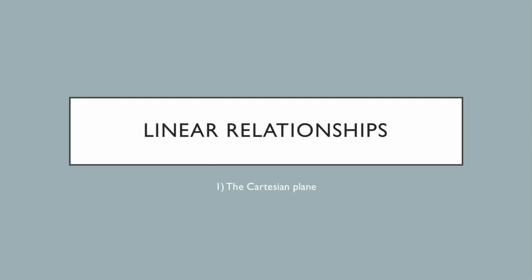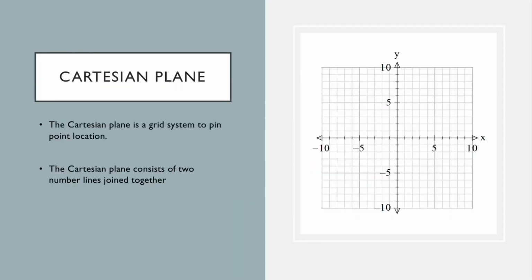Hi everyone, we are studying a new topic today which is linear relationships. The first part is the Cartesian plane, which you have probably seen around before. Now, the Cartesian plane is a grid system to pinpoint location. So to try to find something, they give you the coordinates and it's easy to find. You may have seen this in shopping malls, you may have seen this in old maps. The grid system is really effective.